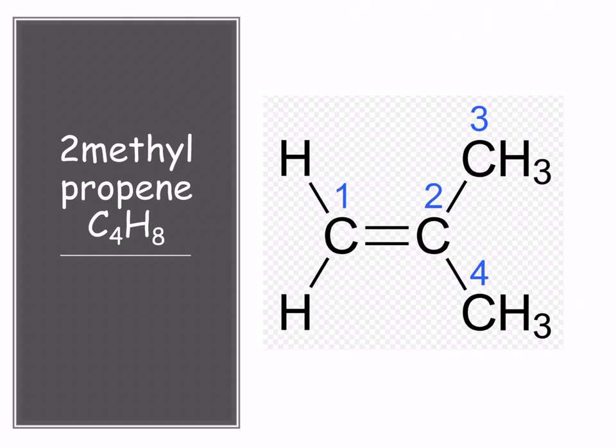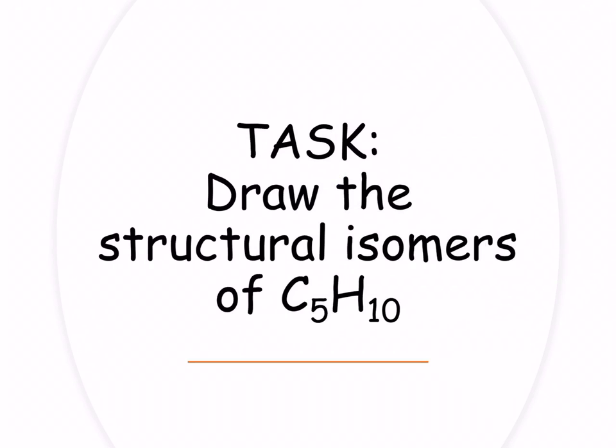2-methylpropene. Still C4H8, but notice the difference. Your longest carbon chain there is 3 carbons, and you've placed a methyl group, CH3, your substituent, on carbon 2. So that's the 2-methyl part. The longest carbon chain is 3, giving a prop, and we have our double bond for our ene.